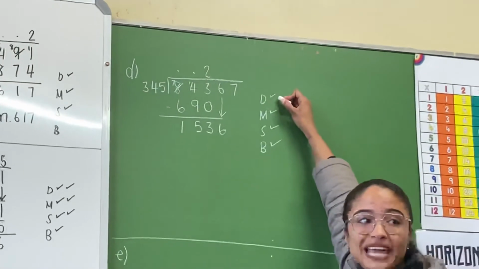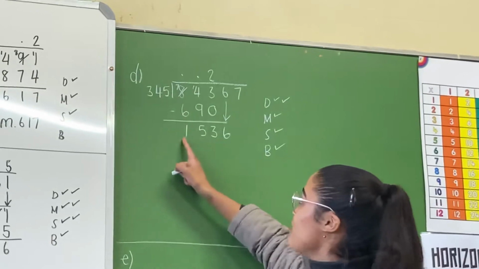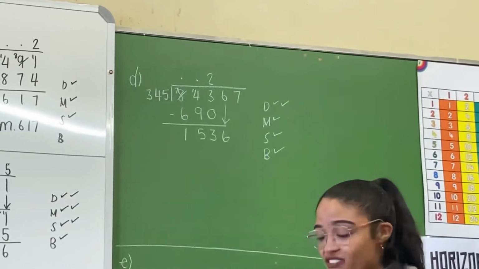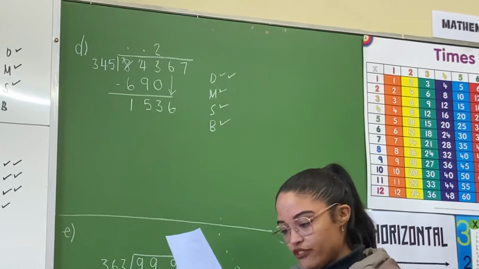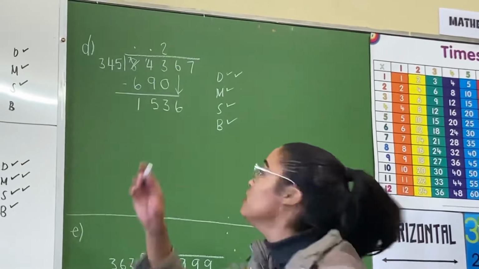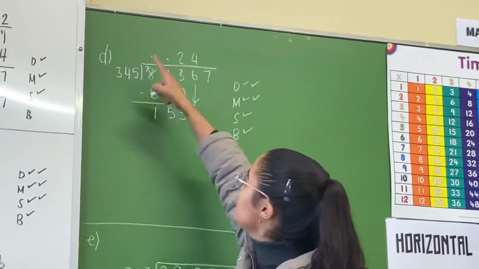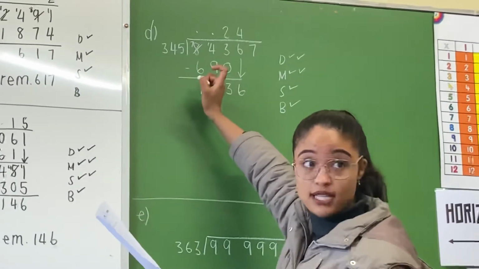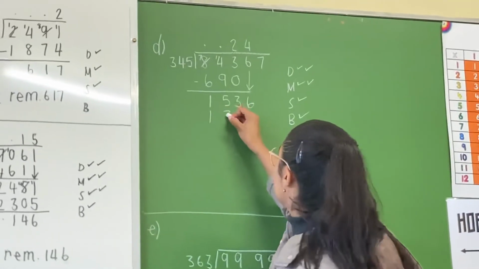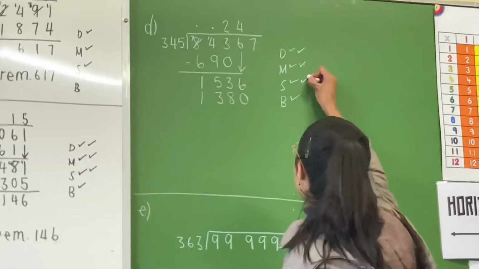Start at the top again, divide. 345 goes into 1,536 how many times? 1, 2, 3, 4 times. Did you guys get that? Yes. 4 times. Multiply. 4 times 345 is 1,380.